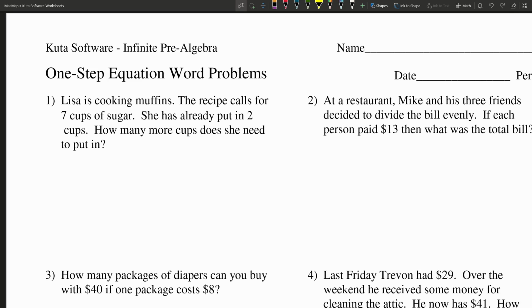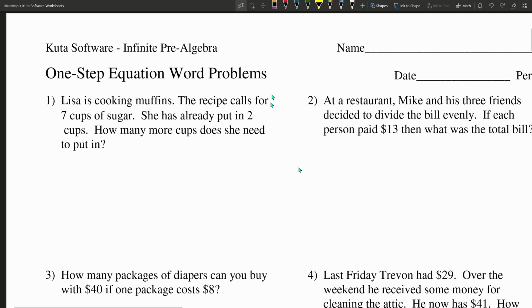Hello everyone! In this video we're going to go over the Kuta Software Infinite Pre-Algebra free worksheet, one-step equation word problems. So similar to one-step equations with integers, decimals, and fractions, except we're not sure what kind of numbers we're going to be dealing with. But we're going to do one-step equations. So let's dive right on into number one.